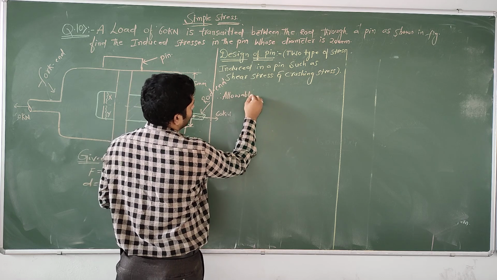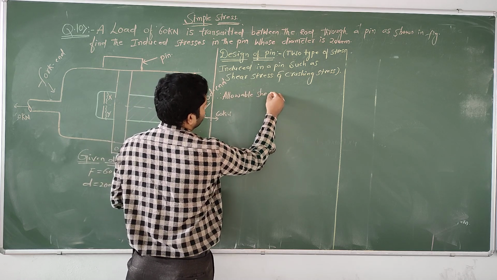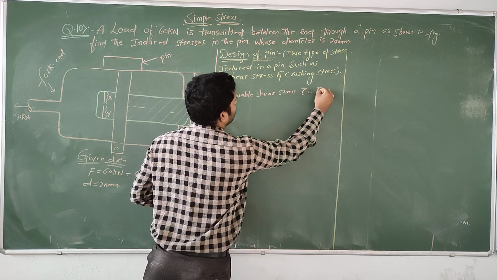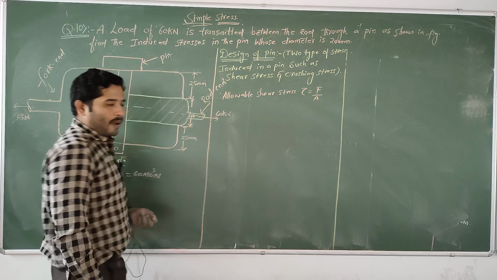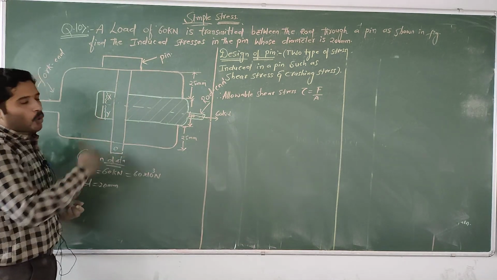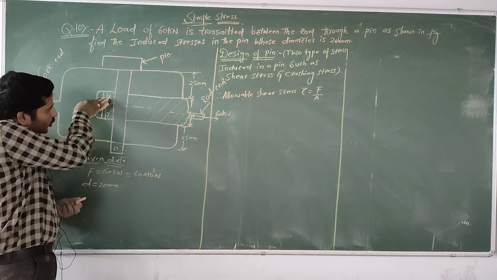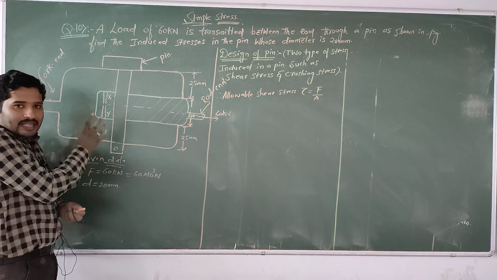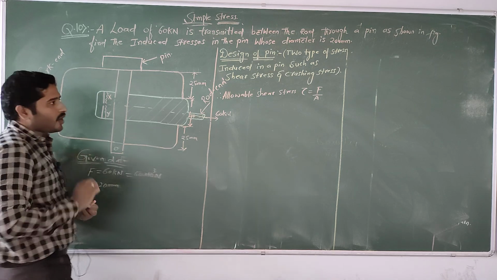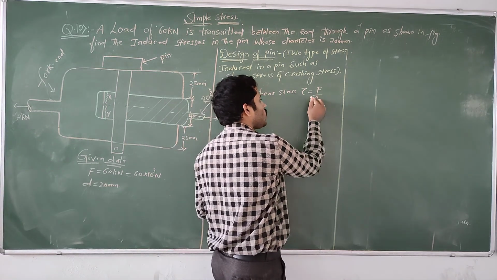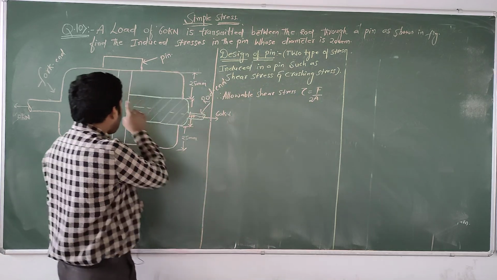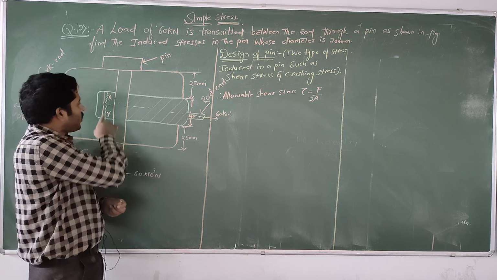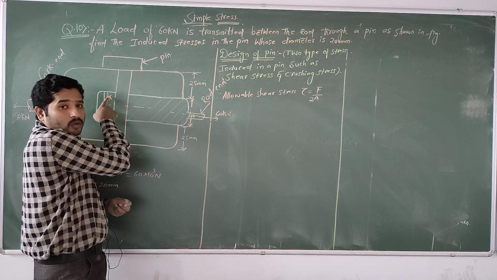Allowable shear stress. Tau is equal to force per unit area, but we have two portions: one is the x portion, another one is the y portion. In these two portions, the shear stress will develop, so we can represent it as two areas: first area of x, second area of y.